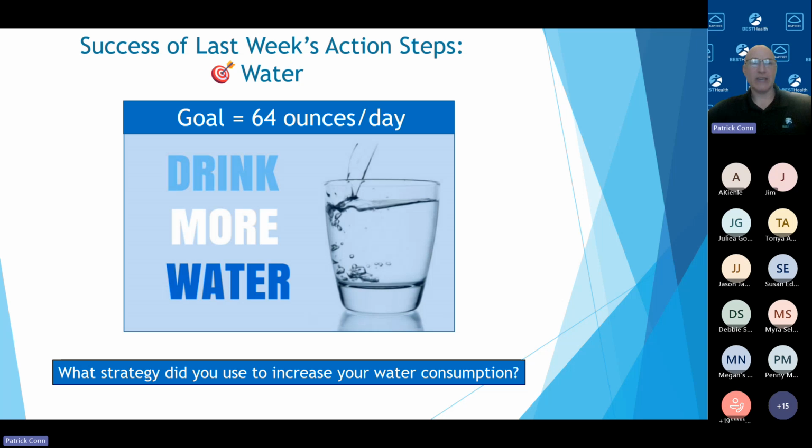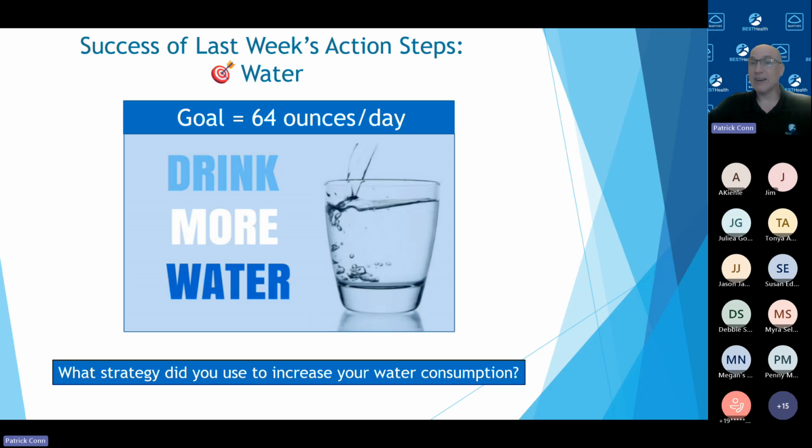So my question is, what strategy did you use to increase your water consumption? Remember last week we talked about some different strategies. For me, my strategy is I have a 20-ounce container, and my goal by the time I get off work at the end of the workday is to drink that at least 3 times. And of course, I have it right in front of me.